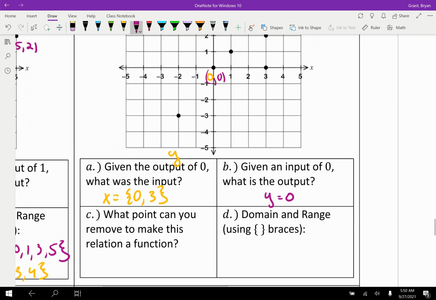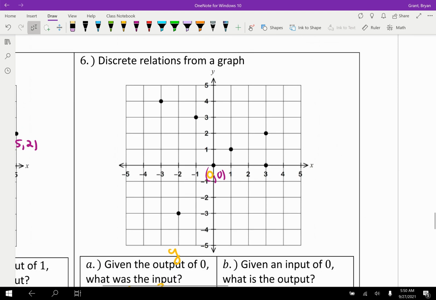Now the next question says, what point can you remove to make this relation a function? So that tells me this is not a function. Let's see if we can understand why. Vertical line, only touching 1 point, 1 point. Ooh, we're touching 2 points over here. This is a no-no. So this makes this not a function. We have the point 3, 2 and 3, 0. If I said the input is 3, could you tell me the exact output? No, because there are 2 different outputs.